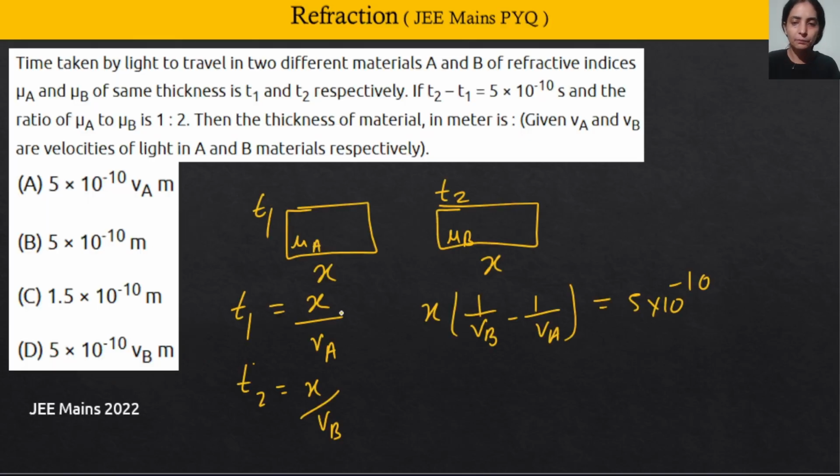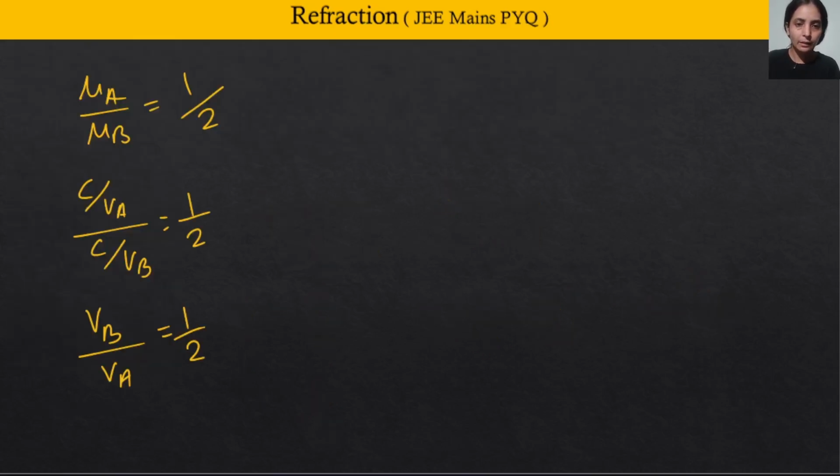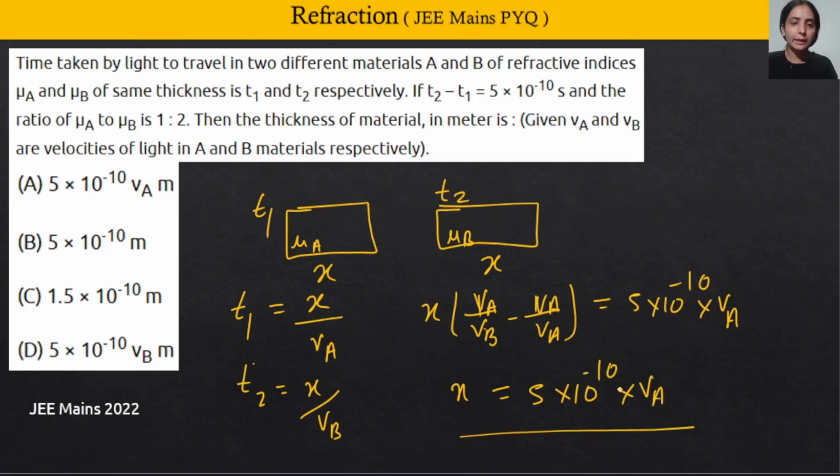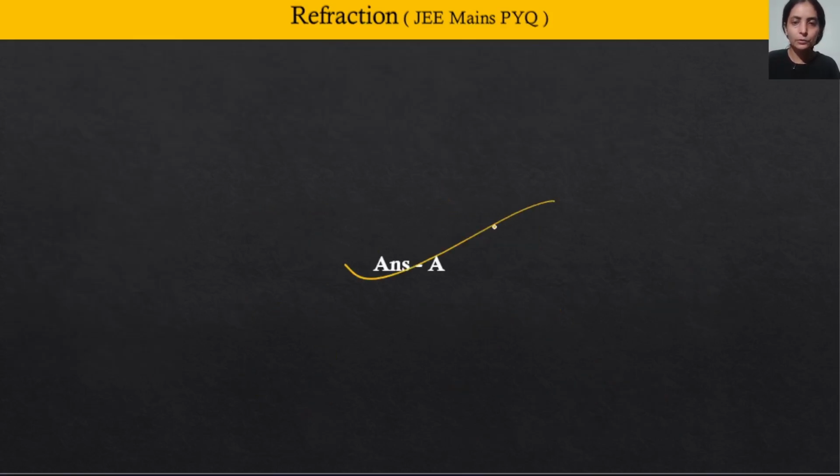Let us do something here. Multiply by VA everywhere. So here I am writing VA, here VA, and here also it will become VA. So VA by VA is basically 1, and VA by VB. We got VB by VA as half, so what will VA by VB be? 2, right? So this is 2 minus 1. So x is equal to, it came directly, 5 into 10 to the power minus 10 into VA. So this is the value, and if we look at the options, this will be A. So the correct option should be A.